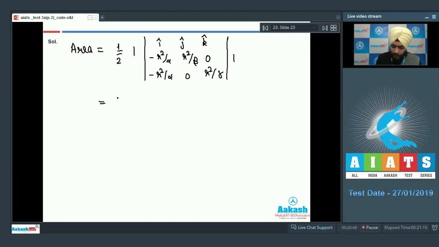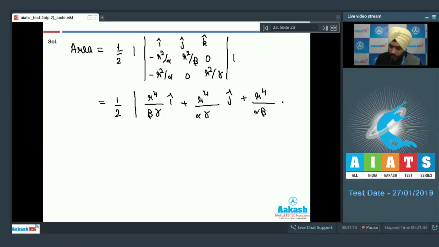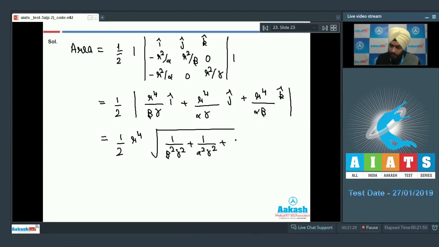So this will be 1 by 2 into the magnitude of R power 4 upon beta gamma I cap, plus R power 4 upon alpha gamma J cap, plus R power 4 upon alpha beta K cap. So we have to take the magnitude of this vector. So 1 by 2 R power 4 under root of 1 by beta square gamma square plus 1 by alpha square gamma square plus 1 by alpha square beta square.